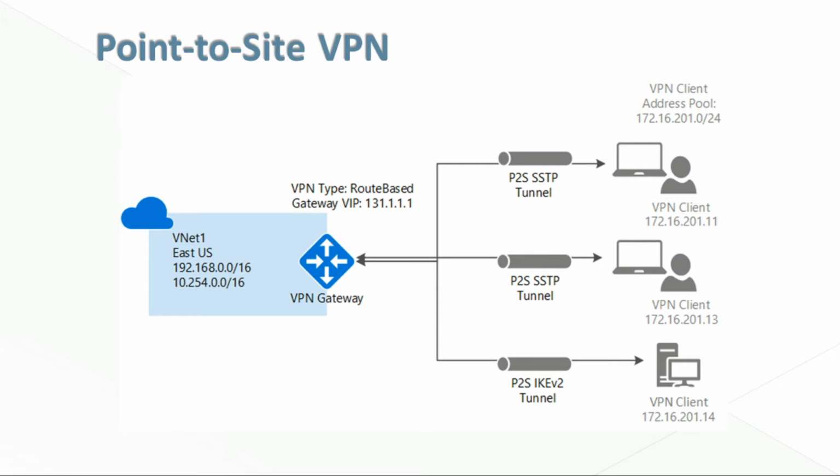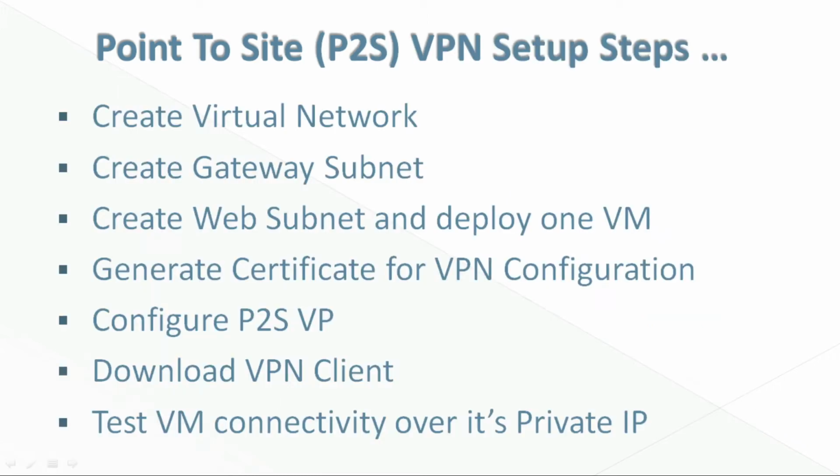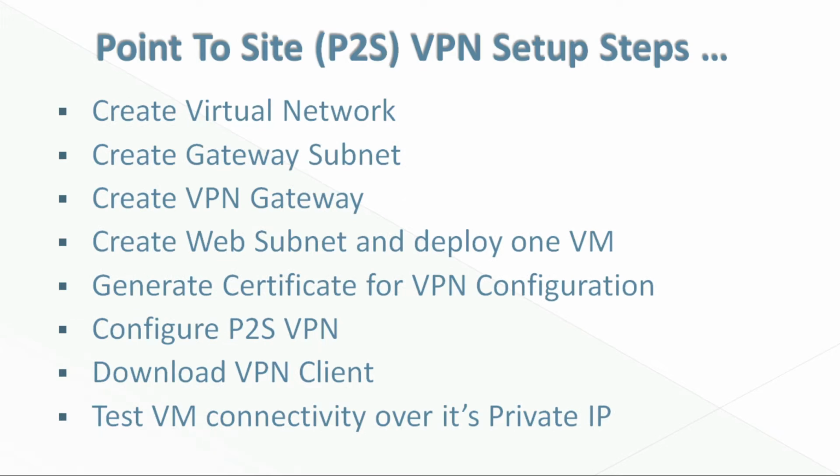As part of this demo, we'll be completing these activities. We'll create a virtual network, create a gateway subnet, then create a VPN gateway on that subnet. We need to create a web subnet and deploy one VM so that we can test the connectivity. We need to generate the certificate for the VPN configuration, then configure the point-to-site VPN. Once the VPN is configured, we need to download the VPN client and test the connectivity by using the private IP of the VM created in the web subnet. So let's jump into the demo.